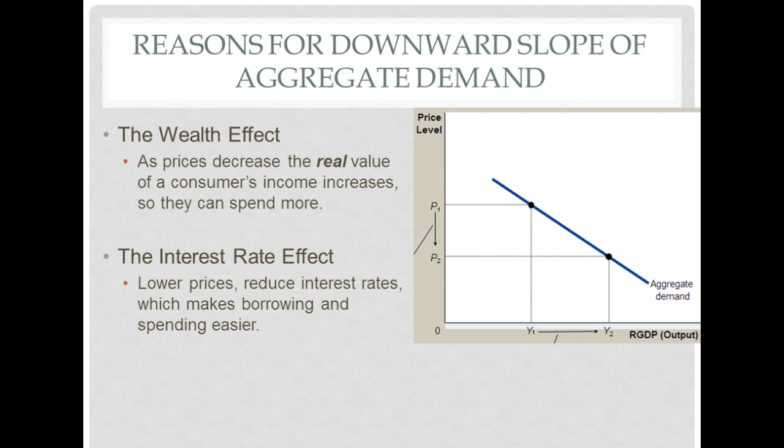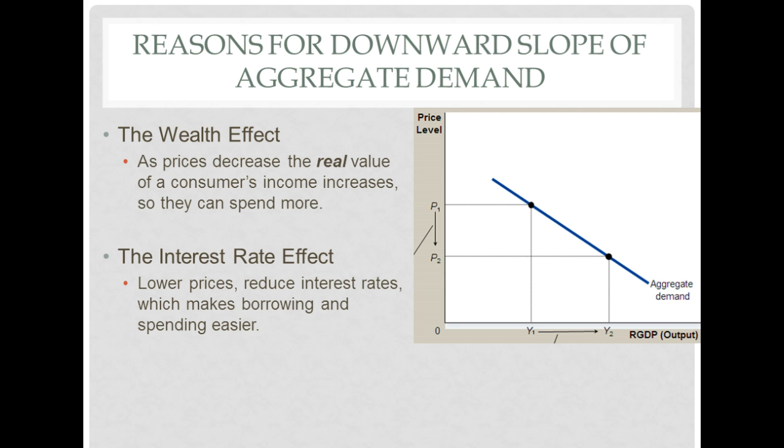But if you remember back to our unit on inflation, we noticed that one of the people that was hurt by inflation were banks. So what do banks do? Generally, when prices rise, they raise interest rates. Well, conversely, if prices come down, so do interest rates. That makes it easier to borrow money and therefore easier to spend money on RGDP. So that's called the interest rate effect. Lower prices, lower interest rates, which makes borrowing easier.